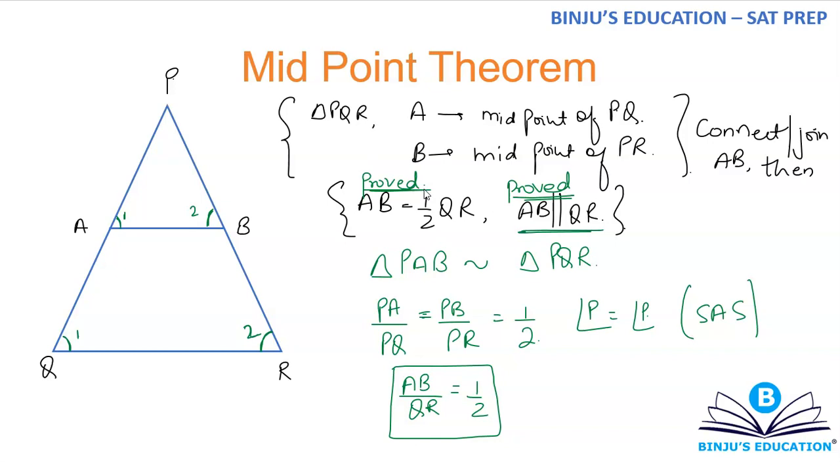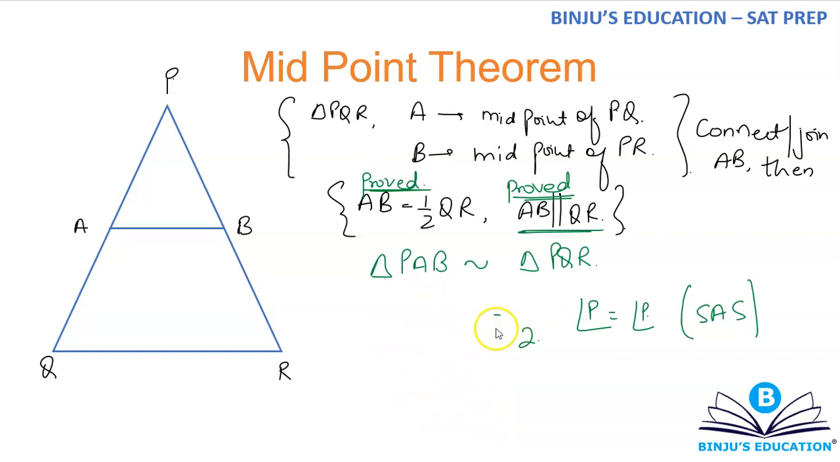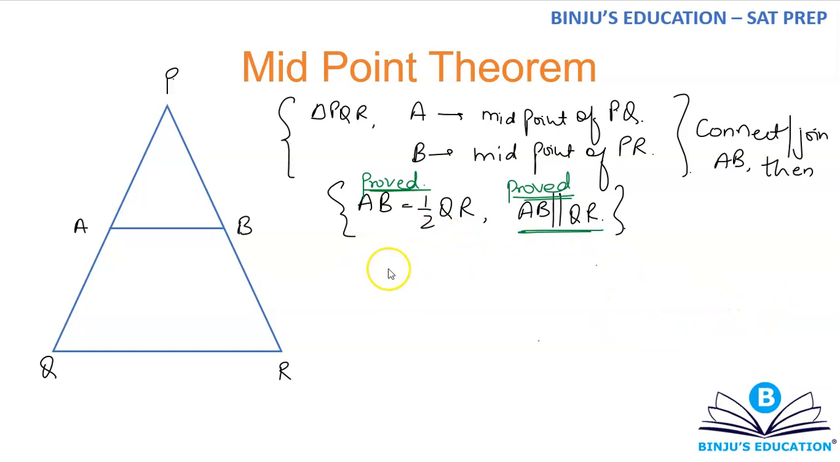Okay, so this is what you need to remember for the midpoint theorem. Now remember that the converse of this is not true. Now what is the converse? The converse is if it is given to you that AB is parallel to QR, then it's not necessary that AB will be half of QR.